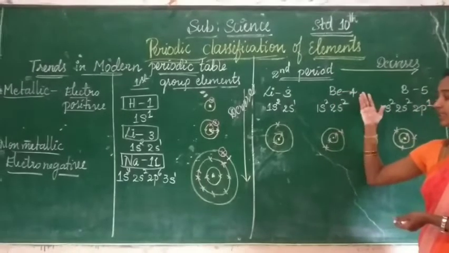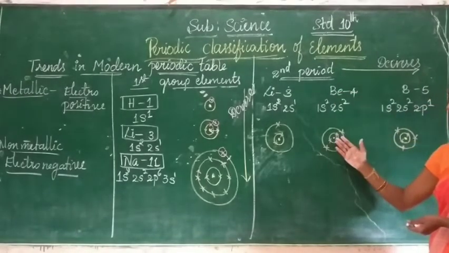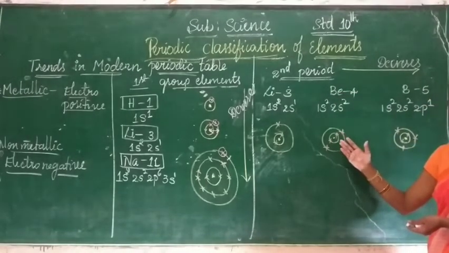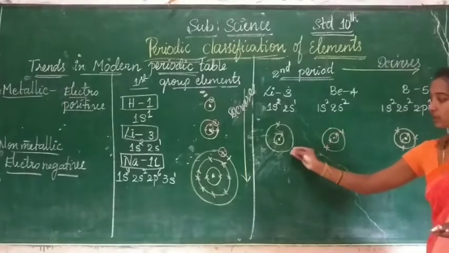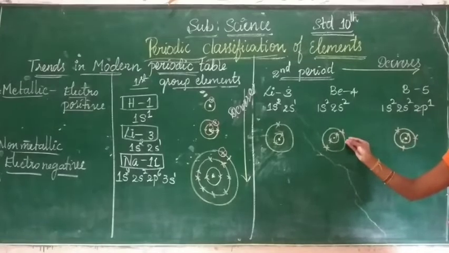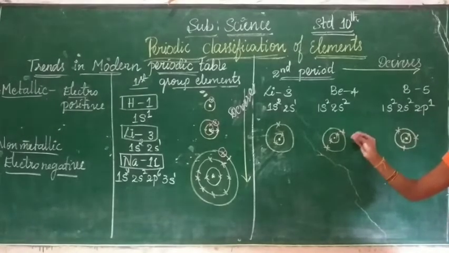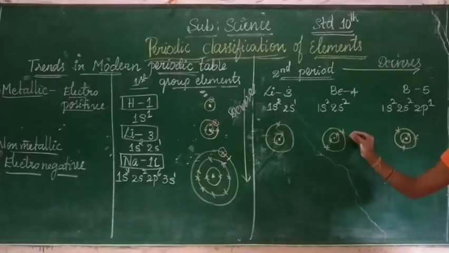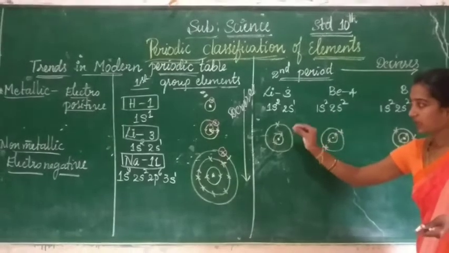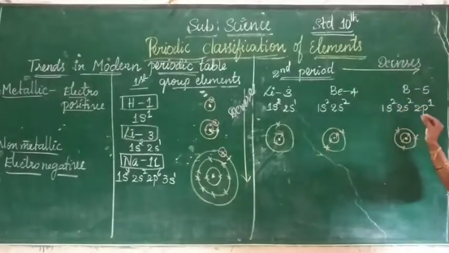Now come to beryllium. See children, here the distance between the nucleus and the outermost shell is quite small when we compare it to lithium. There is a possibility to receive an electron from the neighbor atom. The electronegative character is quite large when we compare it to lithium. Now compare to boron.